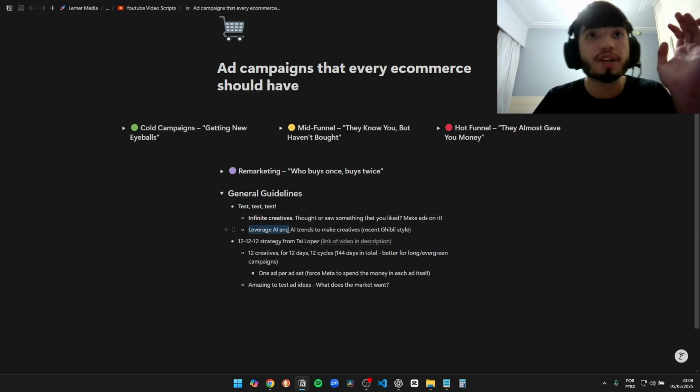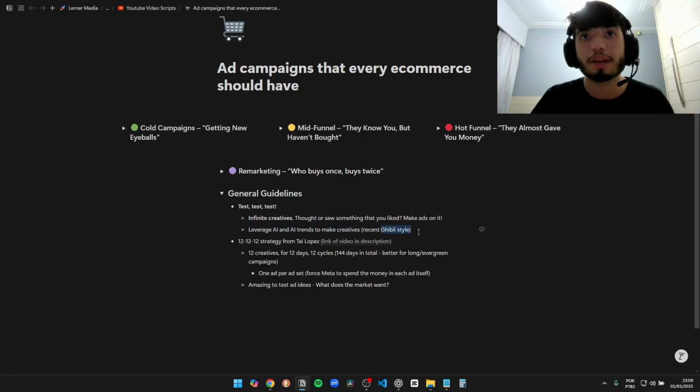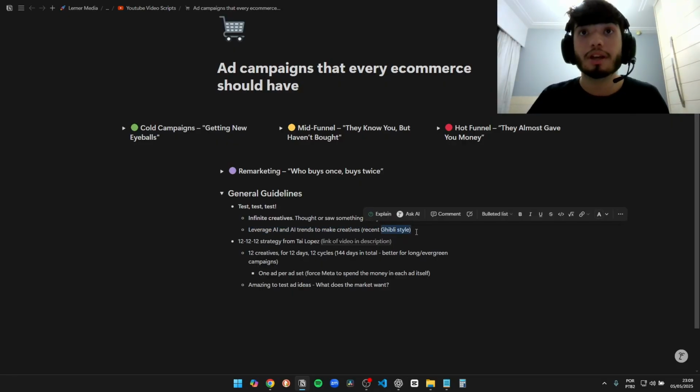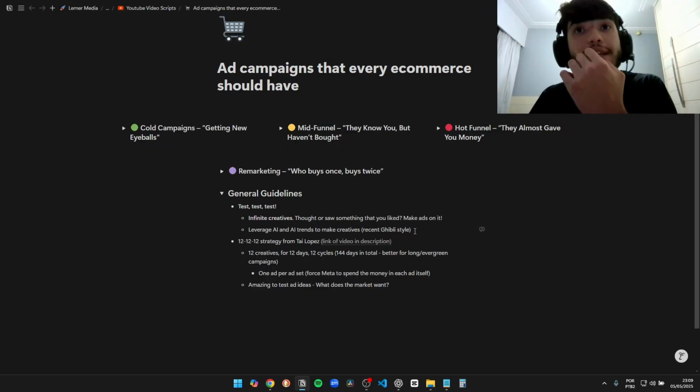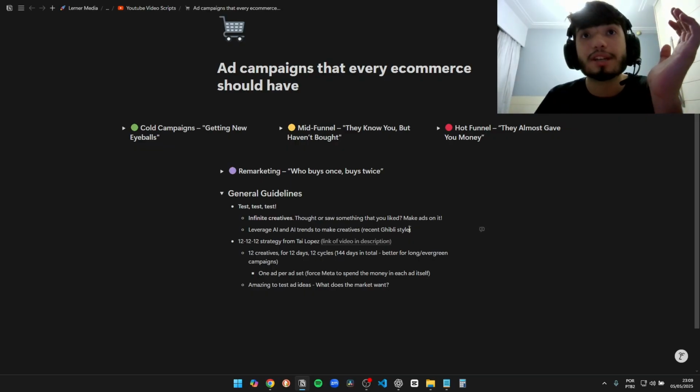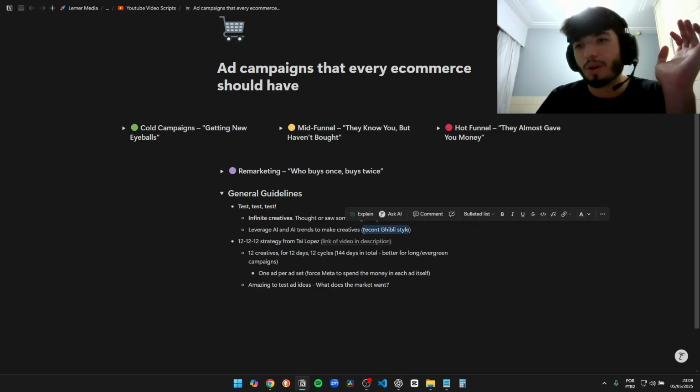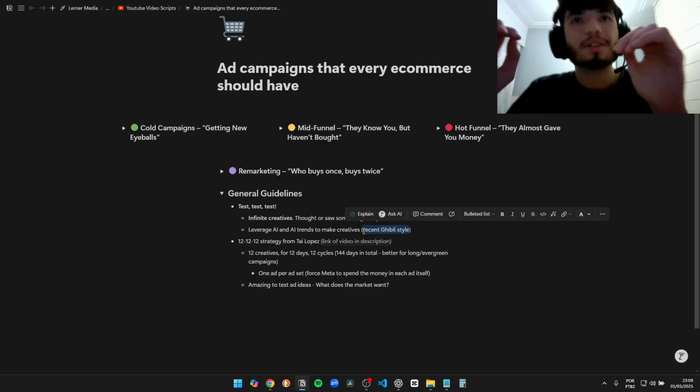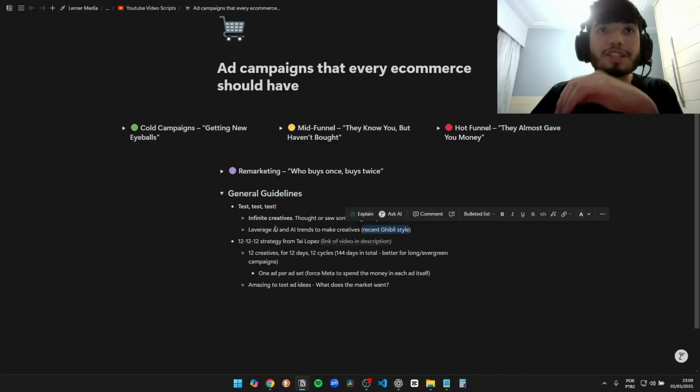And also, you can leverage AI and AI trends to make creatives. The recent Ghibli style, you could have done basically this Ghibli style all the way. That's just an example where we can leverage AI.